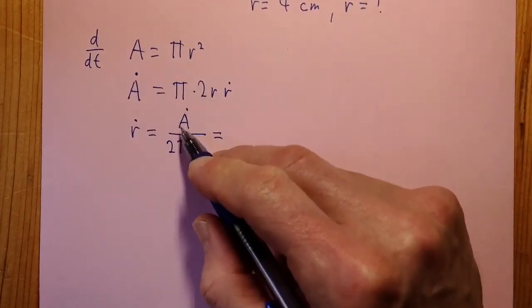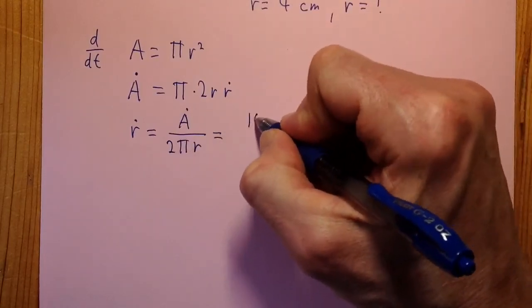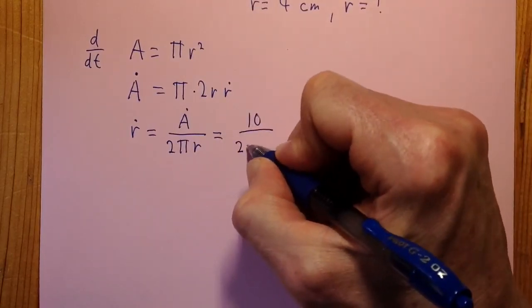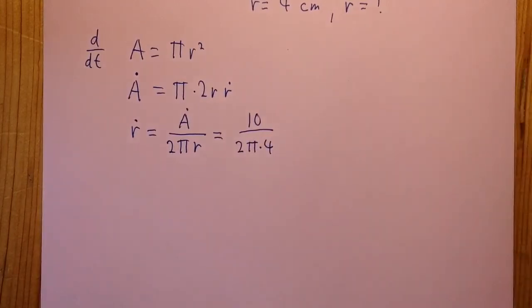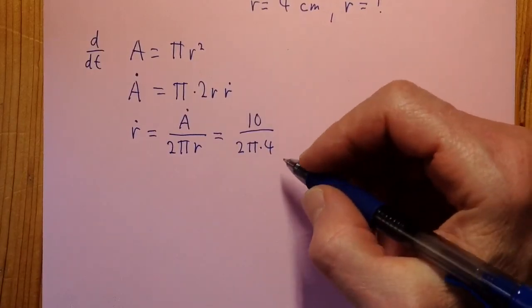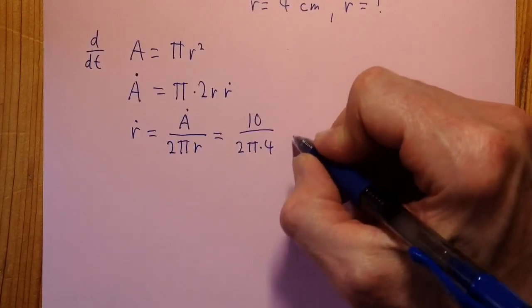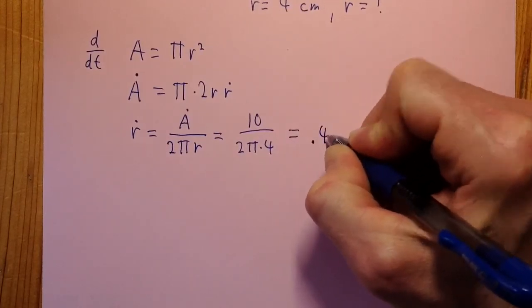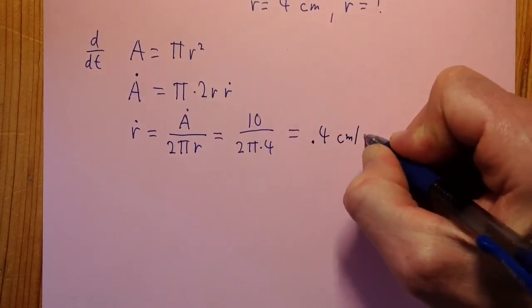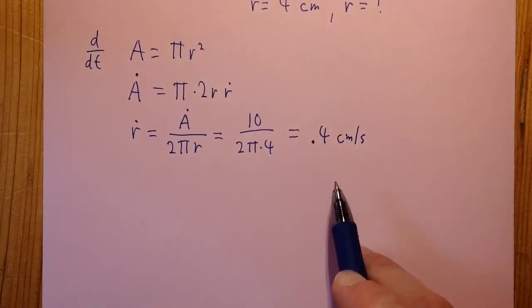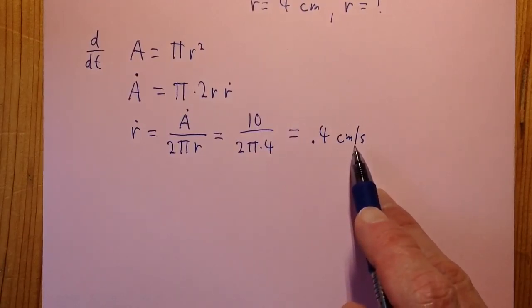Now we can plug in the numbers. A dot is 10. Then divided by 2 pi, and we want to know when r was 4, so divided by 2 pi times 4. So that is 10 divided by 8 pi, and I get 0.397, yeah, let's say 0.4. So it's about 0.4, and since we're dealing with centimeters, we know that's centimeters per second. So the radius is increasing at 0.4 centimeters a second at that time.